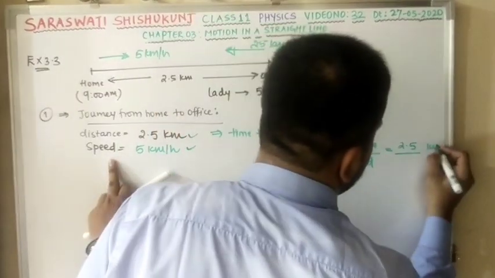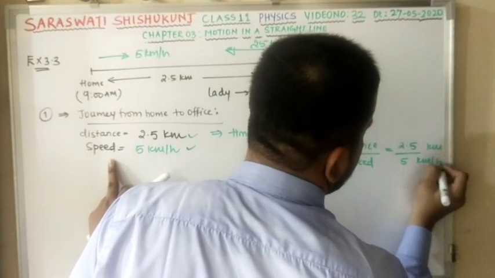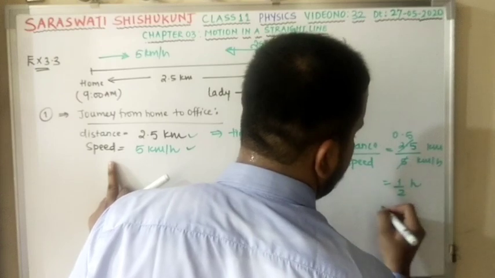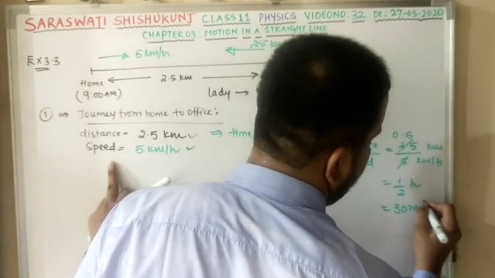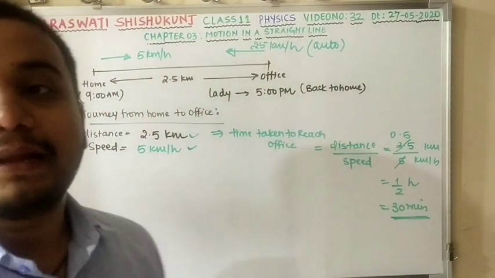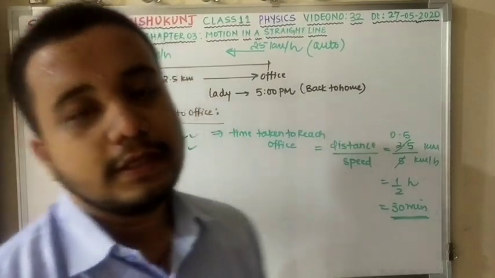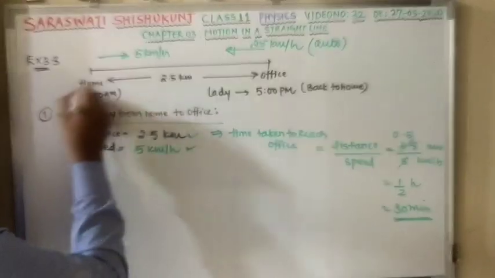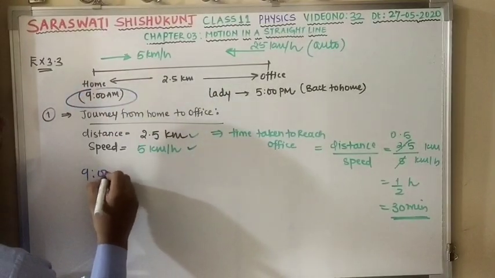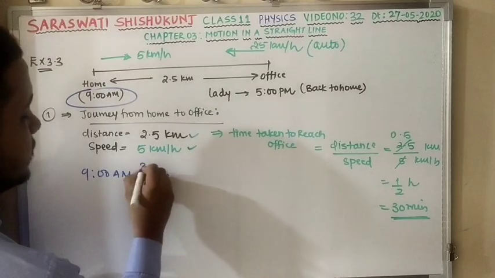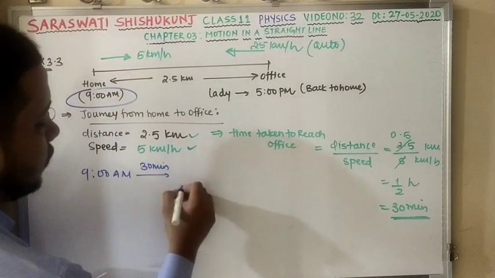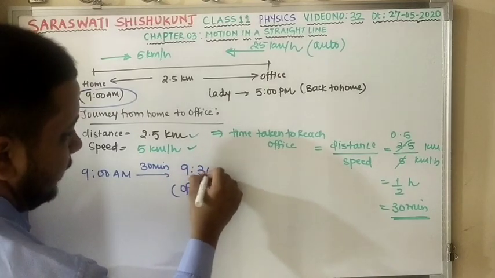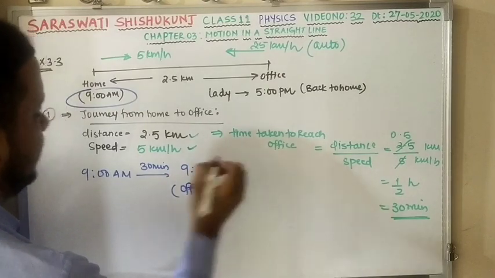Speed is 5 kilometers per hour, so the time will be 0.5. 0.5 means half an hour, which is 30 minutes. So she started her journey at 9 a.m., and it takes 30 minutes to reach the office. So at the office, the time would be 9 hours 30 minutes, so it will be 9:30 a.m.